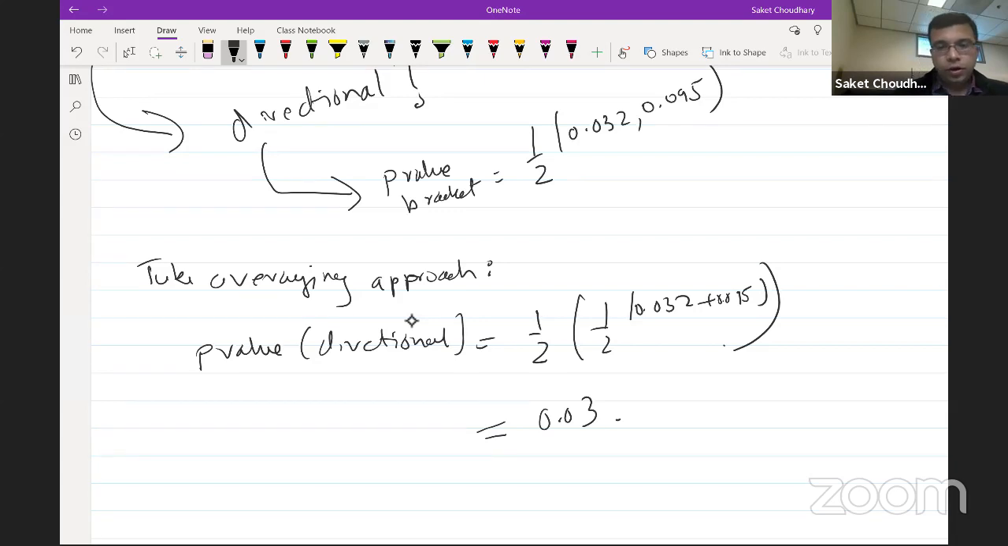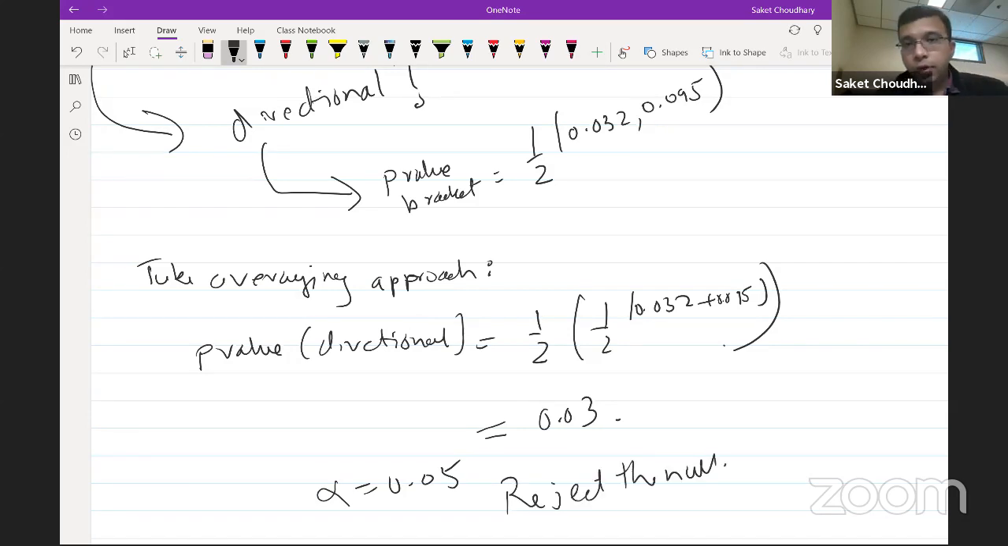Okay, so the reason we were solving this was because we had alpha equal to 0.05. So if this is your p-value, we reject the null. We have a question, it seems. Okay, why did we do the last step? Good question. So let's go back again.